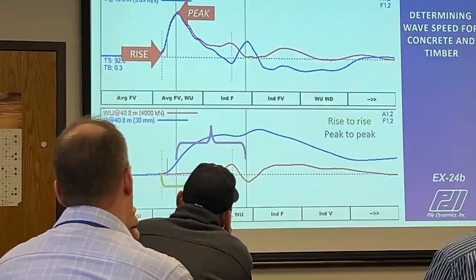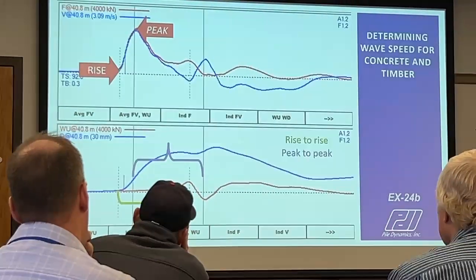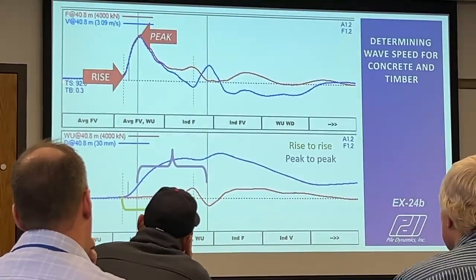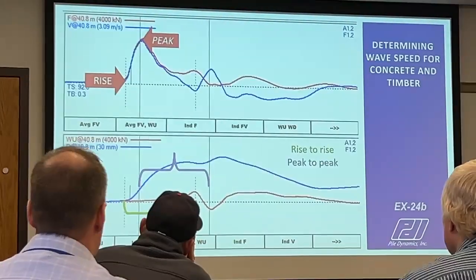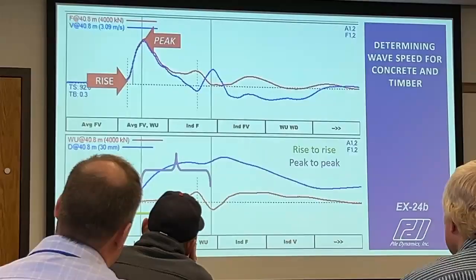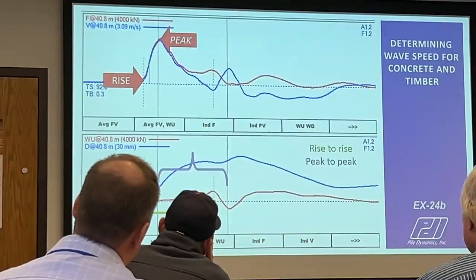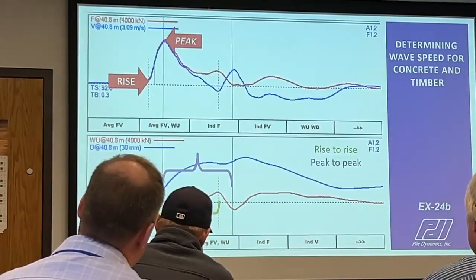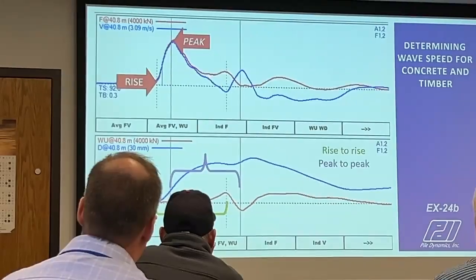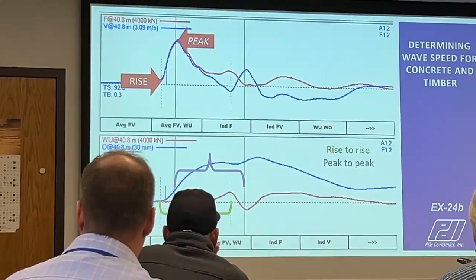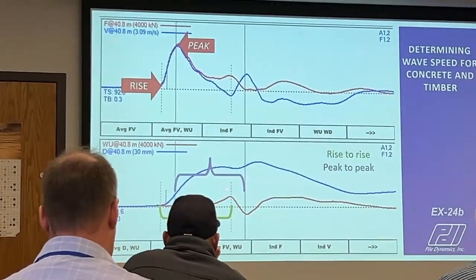We talked about wave speed, we talked about timber piles. If we want to determine the wave speed for concrete and timber, again, looking here, we see not a lot of change in force and velocity, so that is not a diesel hammer. Our peaks are proportional to one another. Up to about this point, our wave up is 0, and then we see separation between force and velocity. This is an indicator of resistance.